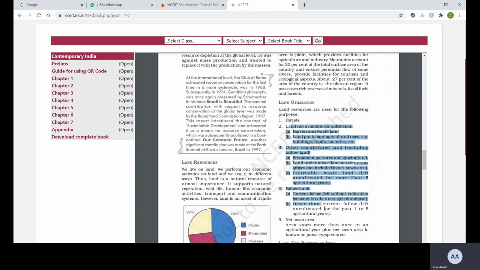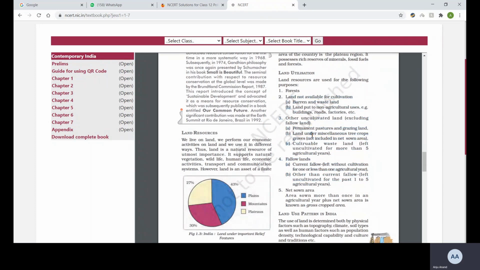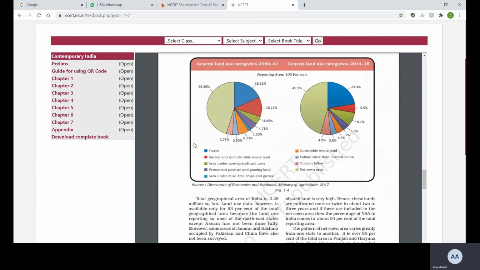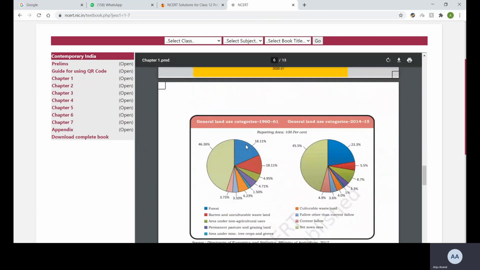Now here in this case you should know what is net sown area, what is fallow land and what is gross cropped area. Net sown area is the area sown once in a year. Gross cropped area is net sown area plus the area sown more than once a year. And fallow land is the area that the farmers leave without cultivation in order to retain the fertility of the soil.